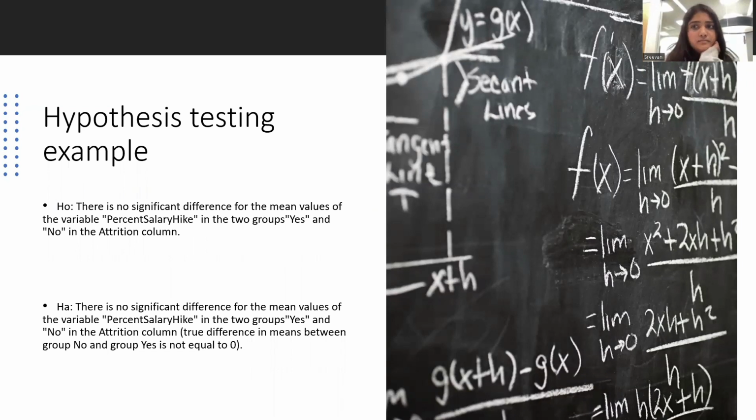As an example, we can state a null hypothesis saying that there is no significant difference for the mean values of the variable percentage salary hike among the two distinct categories of yes and no in the attrition column. And an alternative hypothesis in this case would be the opposite, stating that there is a significant difference between those two subcategories.